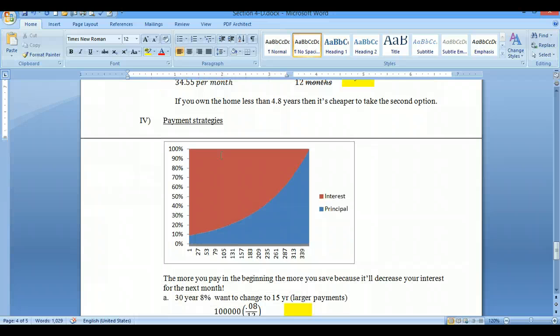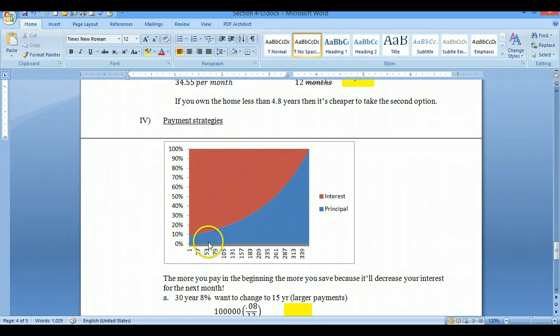Roman numeral 4. Right here is a display, or a graph, of how the interest versus the principal of our payment ends up going throughout the full 30 years. So right here is 100% of my payment. In this first payment, I only end up paying a little less than 10% of the whole payment going towards principal. The rest of that is all interest.